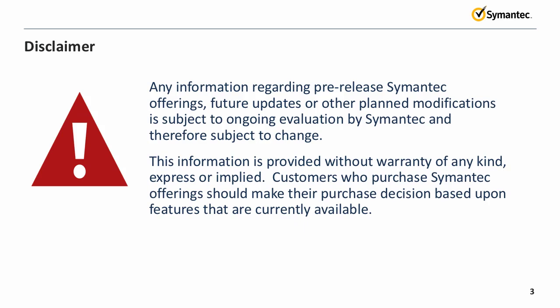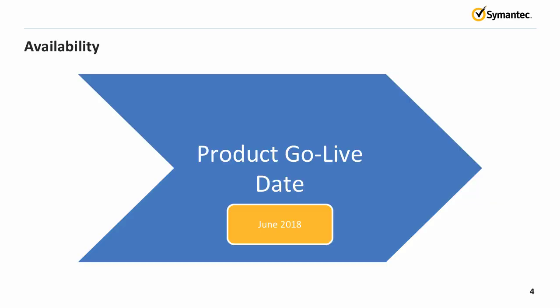Any information regarding pre-release Symantec offerings, future updates, or other planned modifications is subject to ongoing evaluation by Symantec and therefore subject to change. This information is provided without warranty of any kind, express or implied. Customers who purchase Symantec offerings should make their purchase decision based upon features that are currently available. The anticipated product go-live date for Symantec Endpoint Protection 14.2 is June 2018.